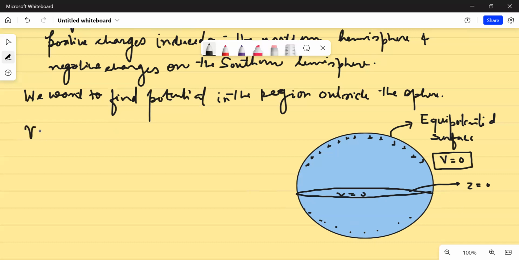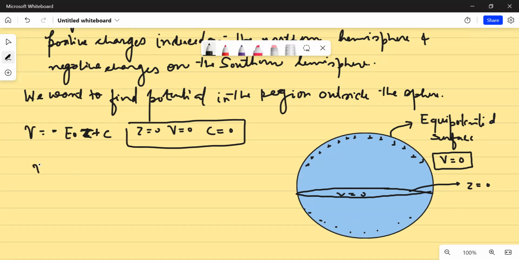And you understand that in general your potential is minus E naught z plus C. At z equal to 0, your potential is 0. That implies your C would be 0. So in general, your potential gets reduced to minus E naught r cos theta only.